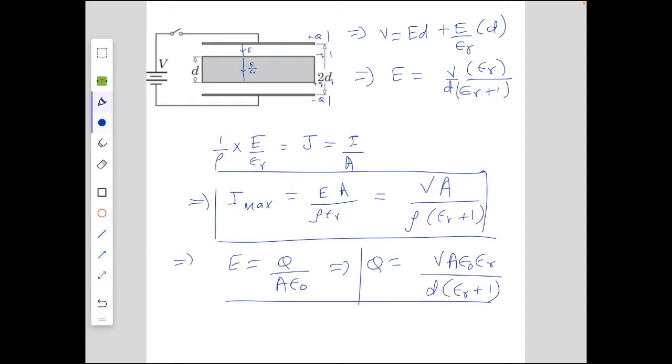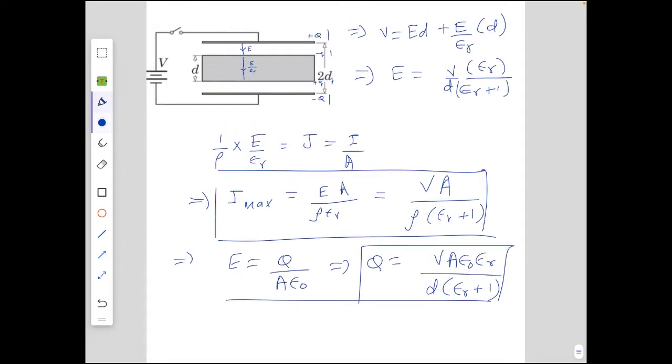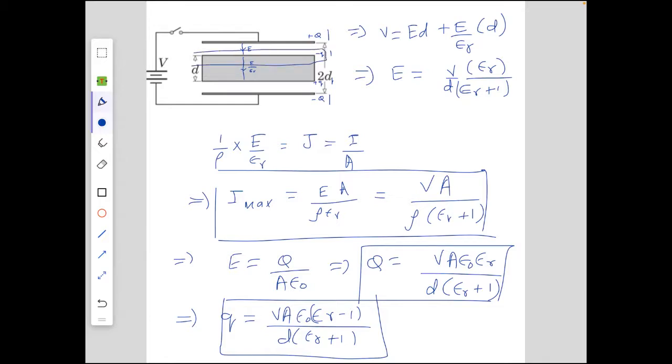This is the charge on the capacitor at the initial moment, and similarly the charge on the dielectric is V A epsilon naught times epsilon r minus 1 over d times epsilon r plus 1. This can be found again by applying Gauss law in a pillbox like this, and you can get the value of small q similarly. And finally, it can be considered to be a capacitor, and the dielectric can be neglected at infinite time.